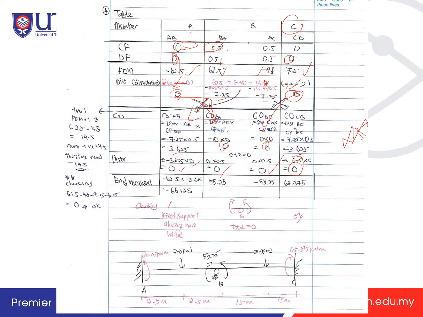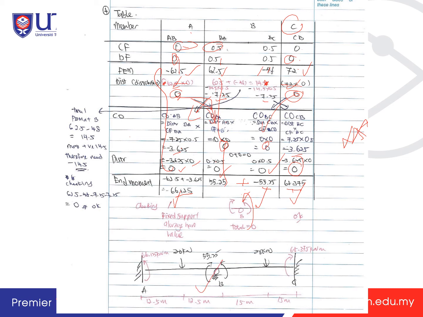And then the end moment, you will total up from here to here. Then you will get 66.125. Then this one you get 55.25. This one you get negative 55.25. And then this is 6x.375. So for checking, you can see that, okay, at fixed support, you will have moment, which is correct. At point B, left and right, okay, the moment must be 0. When you total up, this must be 0. Okay. So this is 55.25 and negative 55.25, so it's correct. And this is another fixed end, so also have moment, so it's okay. So when you plot, you will get this.